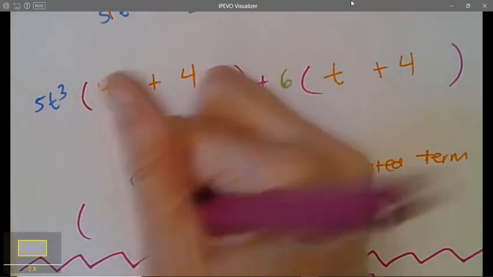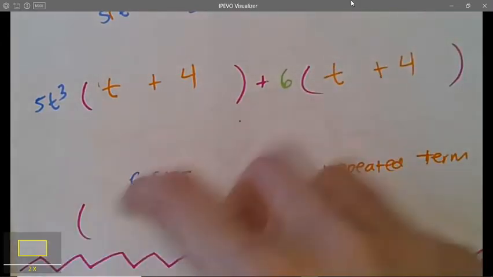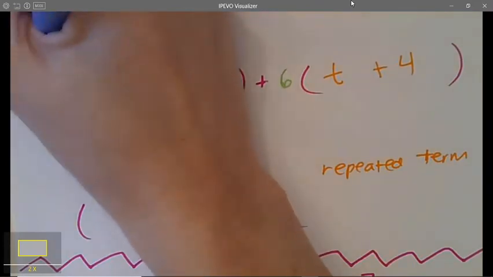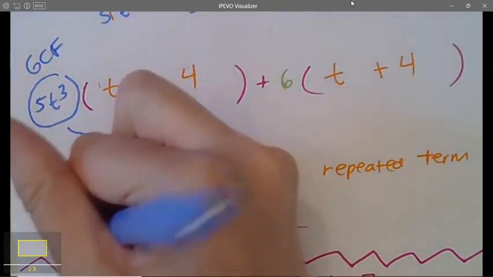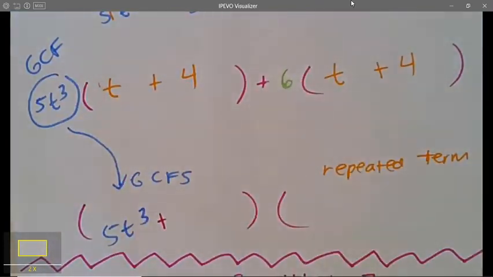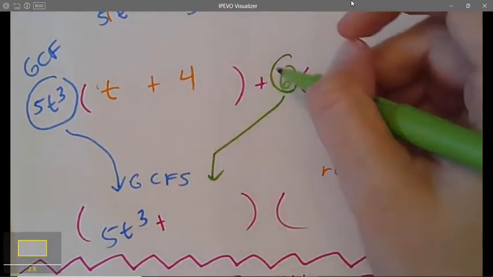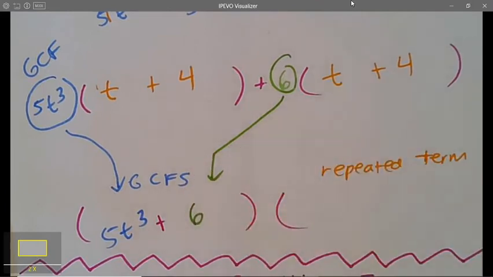Okay, so my two GCFs, I'm going to write down here. So I'm going to bring down my 5. This is a GCF. So my 5t to the third, I'm going to bring it on down. And then also this is a GCF, so I'm going to write it here. And it's a positive 6. So I'm going to write plus 6.